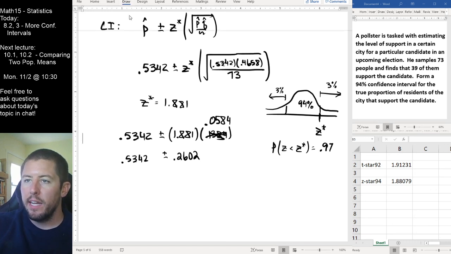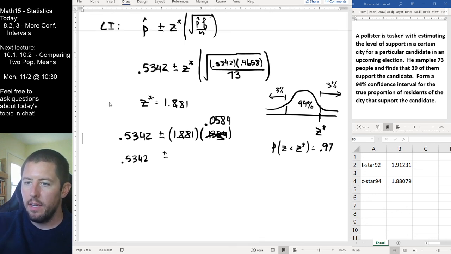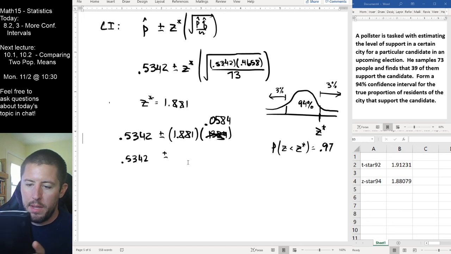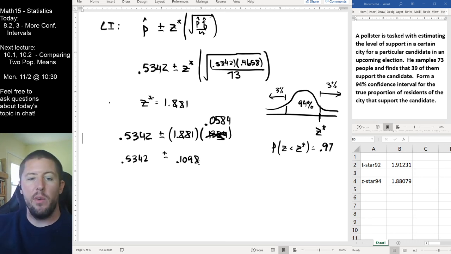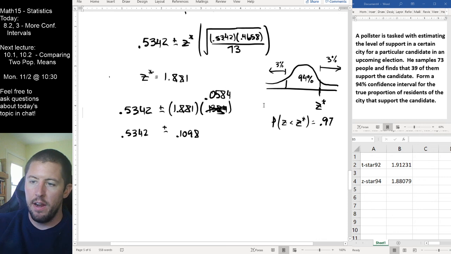So we still are going to get a kind of wide interval right here, but not as crazy wide as it was a second ago. So now I'm going to multiply this guy by 1.881. So it's going to be almost twice as wide here, but I'm getting 0.1098. So the point here is this apparently wasn't a very big sample for us to take to get very good information right here. We're not sure about the support for this candidate, give or take almost 11% out there.